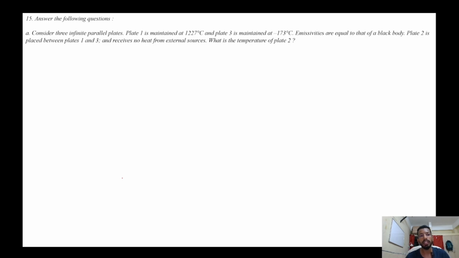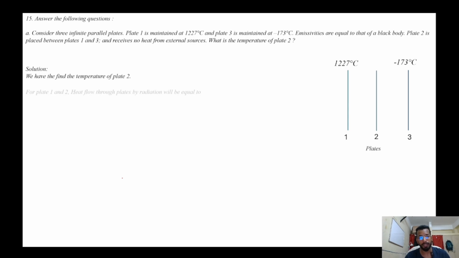So there is only the heat transfer through radiation and no external source is there. So very first, this is the diagram. Plate 2 is placed between 1 and 3, and 1 is maintained at 127 degrees Celsius and 3 at minus 173 degrees Celsius. In radiation, always remember you have to convert the degree Celsius into Kelvin. So we have to find the temperature of plate 2. For plate 1 and 2, heat flow through the plate by radiation will be equal to this formula. We know that. For heat transfer, there is a wide variety of solved problems in R.K. Rajput. So I will refer to that book specifically for heat transfer.